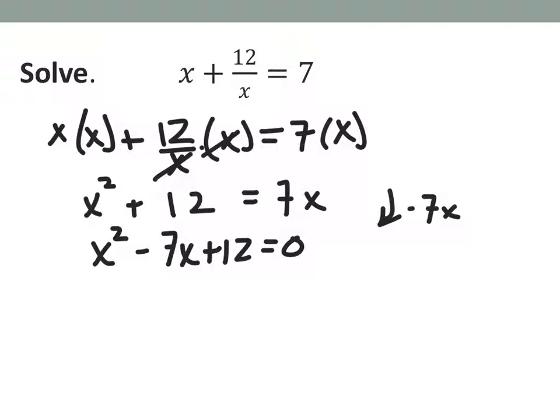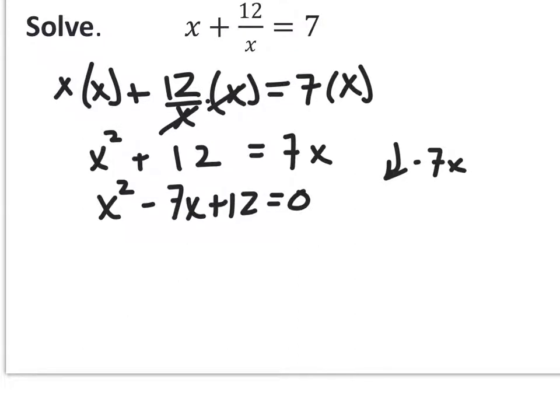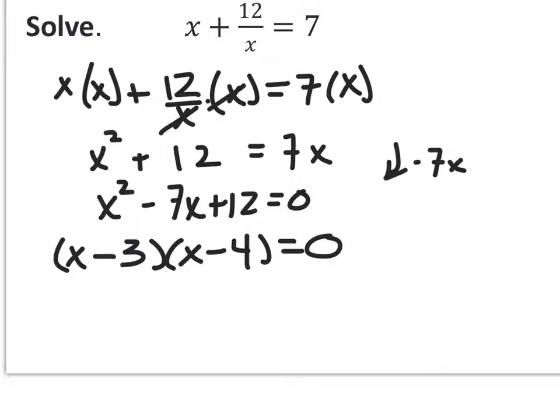giving us this. Now, here's our quadratic. So we can go ahead and use one of our quadratic equation solving methods. For this one, it is factorable. Because the 12 is positive, it says both factors have the same sign. Because the first sign for the 7 is negative, they're both going to be negative. So we're looking at two factors of 12 who add to 7. Those two factors are 3 and 4.